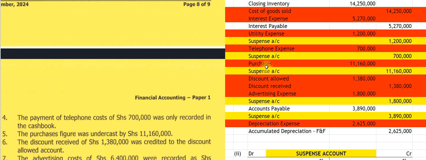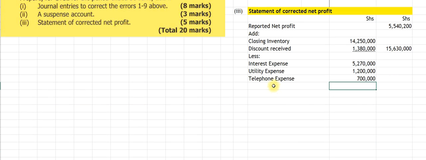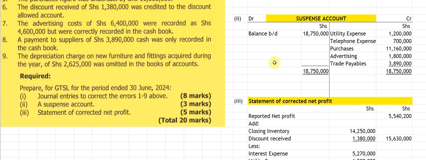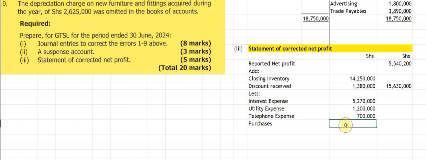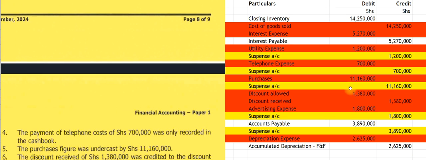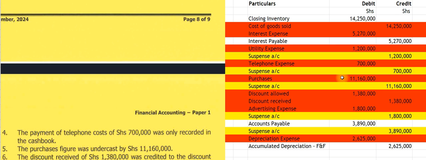Purchases. The purchases, there was a purchase undercast. By increasing the purchases, this will increase the cost of goods sold, and then your profit will reduce. So purchases, that's that. Then what else do we have?